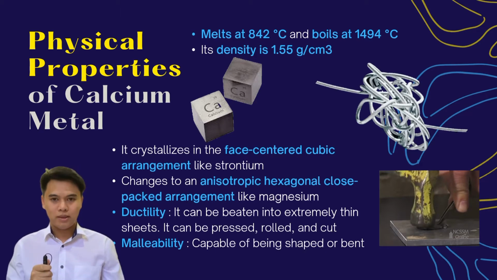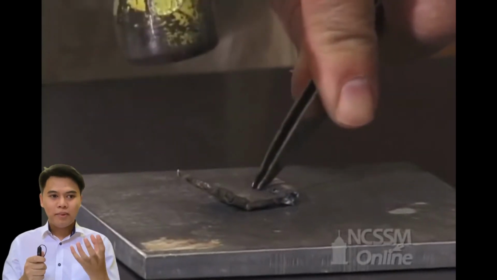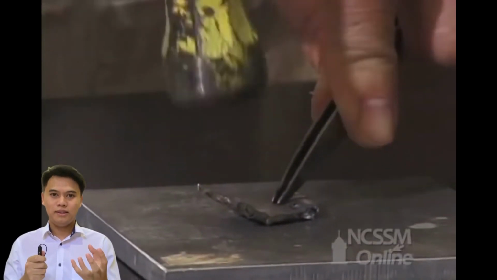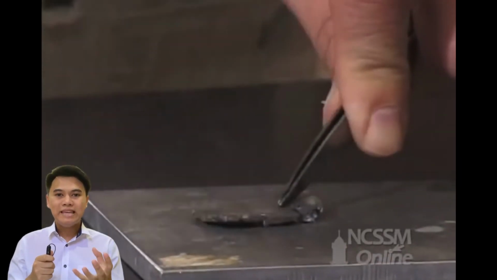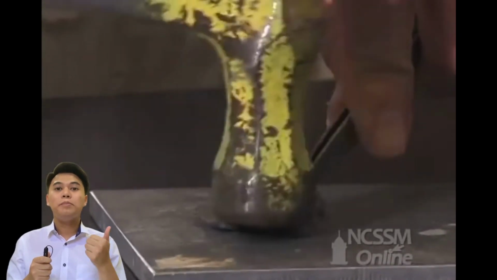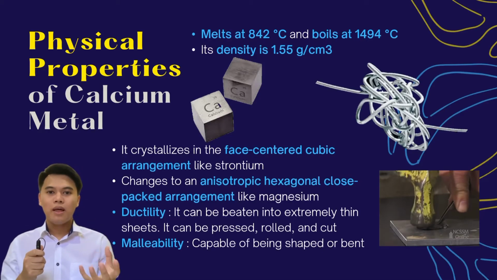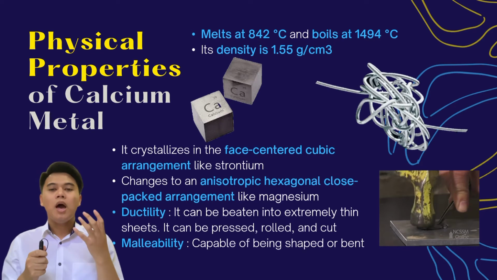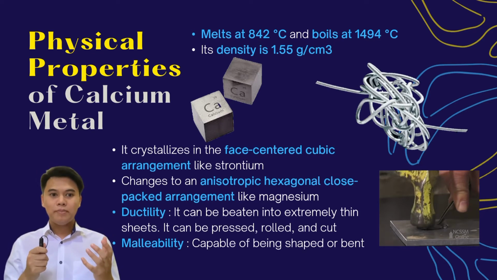From the video, you can see that calcium has ductility, which means it can be beaten into an extremely thin sheet, and it can be pressed, rolled, and cut. And calcium metal also has malleability, which is the capability of being shaped and bent.